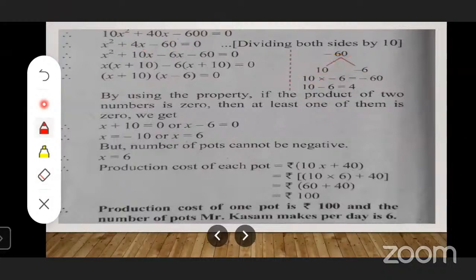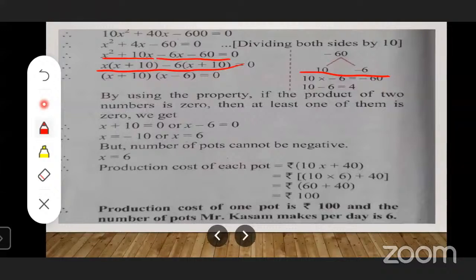Now let us take these factors for further simplification. When I take these factors, what I will get? x square plus 10x minus 6x minus 60 is equal to 0. Now, when you further simplify, what you are getting? See here, x is common, x into x plus 10 minus, what is common over here? 6 is common here. So, x minus 6 into x plus 10 is equal to 0.